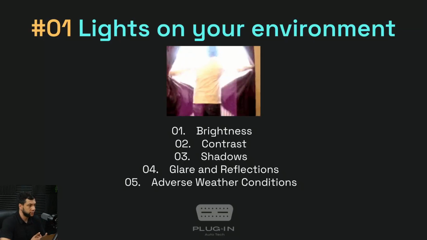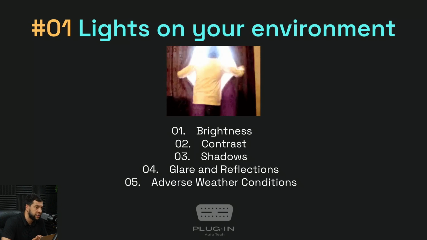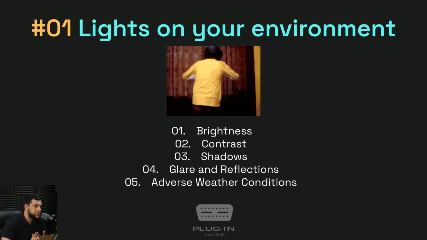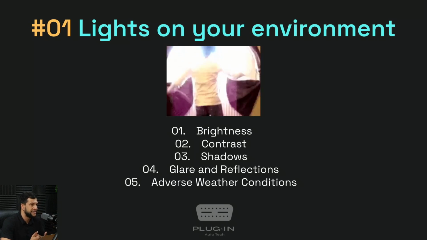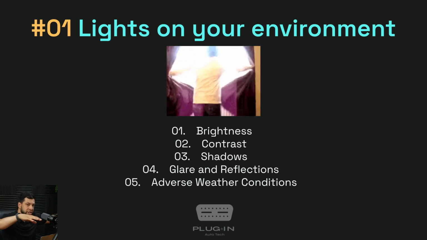Other things are shadows. Shadows can also affect your calibration. Let's say that you are driving on a place... It's really hard to have this on the freeway since we don't have too many objects around that can make shadows.